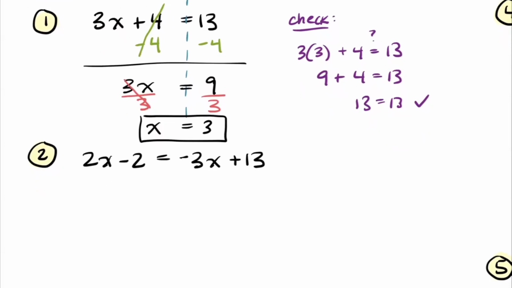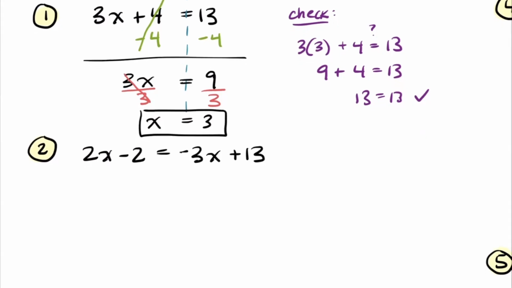Number 2, we have 2x minus 2 equals -3x plus 13. Now here we have x's variable expressions on the left and the right. So it doesn't matter the order that you kind of do this in, but I want to get just x stuff on the left side and then numbers on the right side.